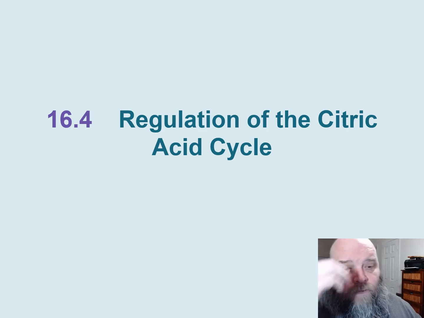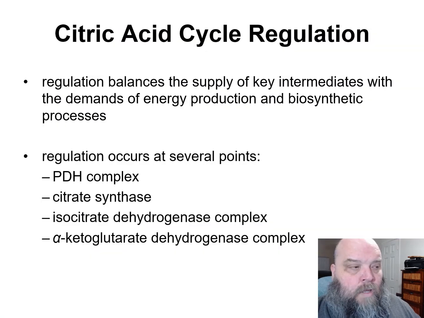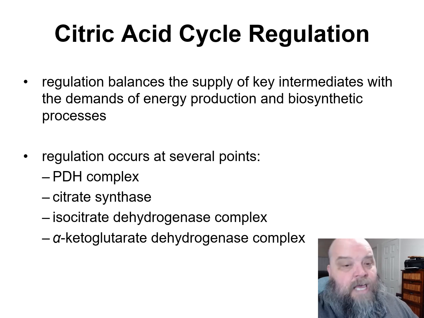Chapter 16, Section 4, Regulation of the citric acid cycle. When we're looking at the citric acid cycle, all of this has to be regulated. You can't just have that cycle going through all the time, because remember, NAD is a limiting factor, just like we saw with glycolysis.